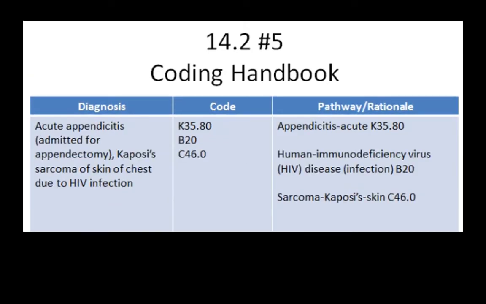Here's an example of a patient admitted for an unrelated condition who also has AIDS. The person has the acute appendicitis. This comes under this code, K35.80. The B20 is the AIDS, and then the C46.0 is the sarcoma. And here's your pathway to get to those codes.